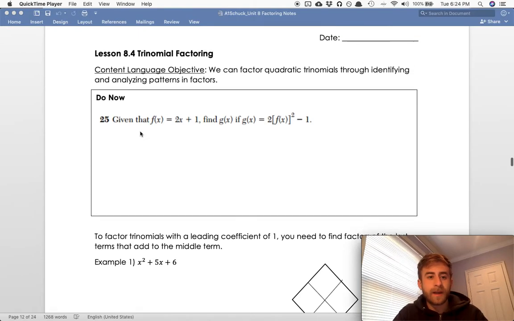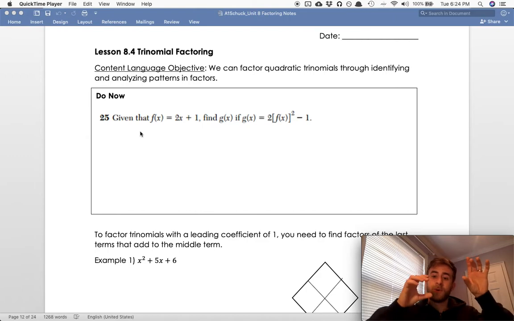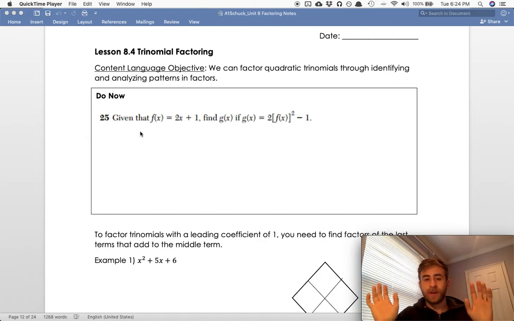Alrighty, so we are looking at lesson 8.4, which is trinomial factoring. We've done GCF factoring, we have done difference of perfect squares factoring, and this is kind of the real deal, right? GCF is always kind of going to be used as a first cleaning up thing. Difference of perfect squares, you hope that you get it, because then it's just perfect square, plus minus, we're done. This is really what factoring is, this lesson.